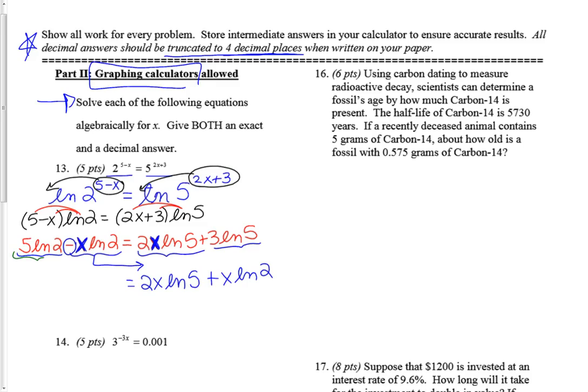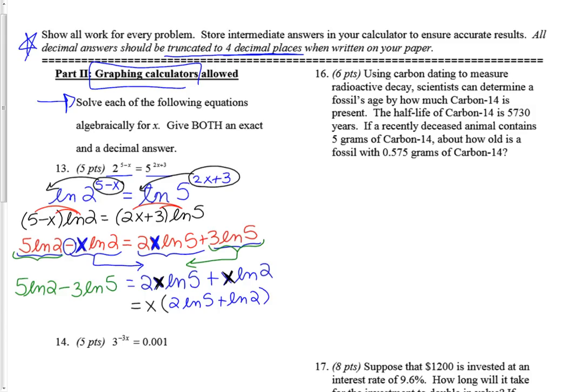Already on the left, I had my 5 ln of 2, and in order to move the 3 ln of 5 over to the left, I'll do that by subtracting 3 ln of 5. All right. So now, on the left, I just have this crazy number, this 5 ln of 2 minus 3 ln of 5. On the right, I have two things that both have an x in them. In order to combine them, I'm going to factor out x as the GCF. If I took the x's out of those, I would have 2 ln of 5 plus the ln of 2.